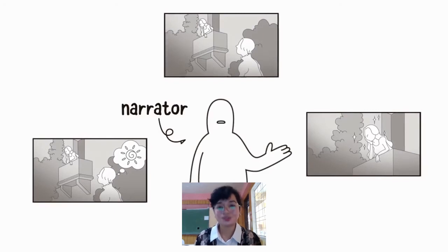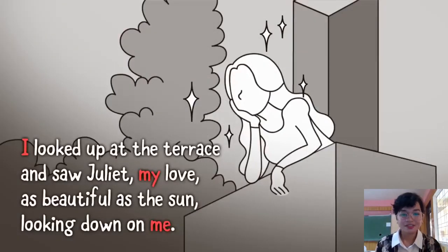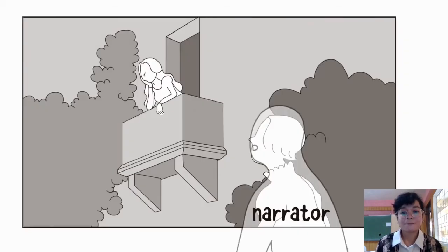It is Romeo and Juliet. So we have here the first one. "I looked up at the terrace and saw Juliet, my love, as beautiful as the sun looking down on me." So, as you may have noticed, we have the pronouns I, my, me, which are in the first person. Now, this example is in the first person point of view. The narrator is Romeo himself looking at Juliet.